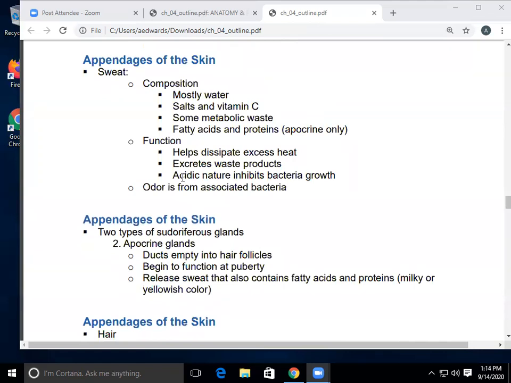Okay, so a little more about sweat. Sweat is going to be mostly water. It has some saltiness to it, right? Your sweat is salty. You're losing some electrolytes. You're also going to have some vitamin C in it. It also has some metabolic waste, so your sweating allows you to get rid of some waste products in your body.